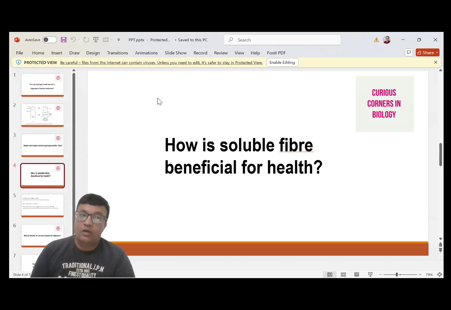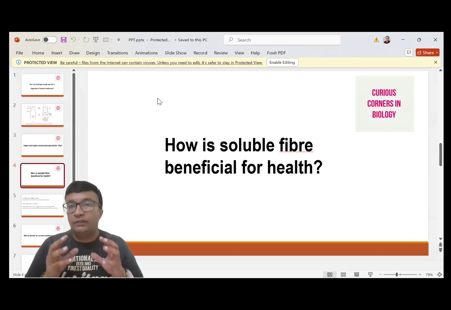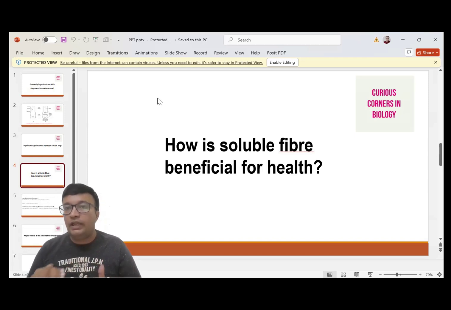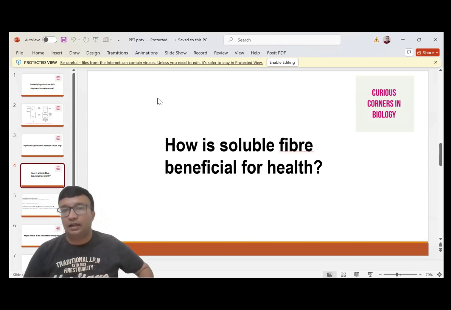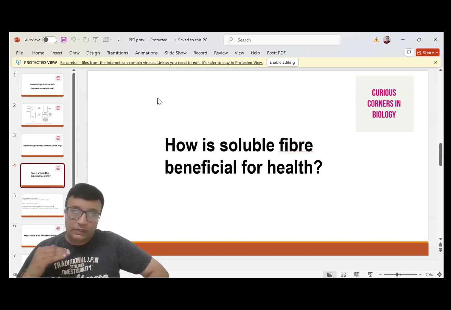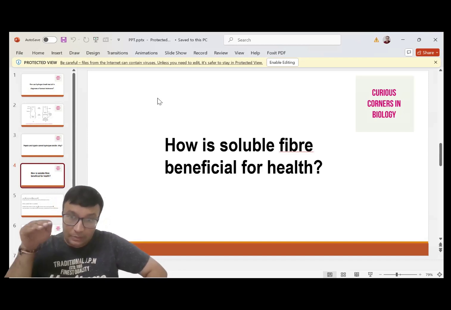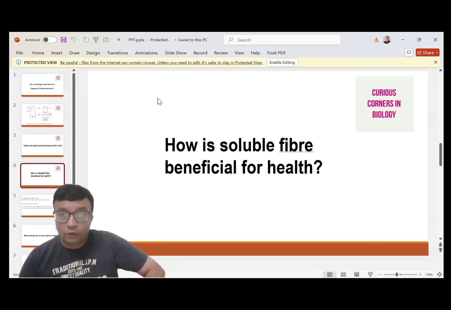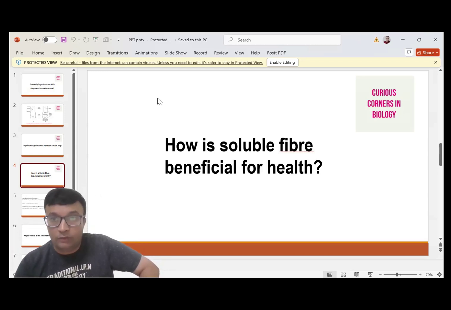Now, plant-based soluble fiber, as I mentioned, will slow down the motility of the food along the alimentary canal. This will give more time for the enzymes to act upon the food present in the intestine. So the food will be completely and perfectly digested, and more time is also available for absorption of food. So in a way, the bowel transit time is slowed down.